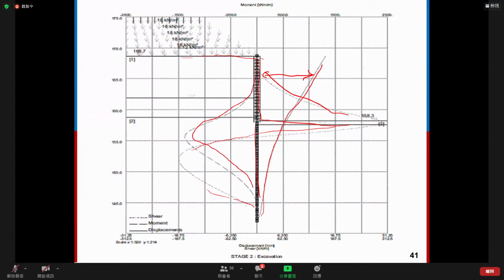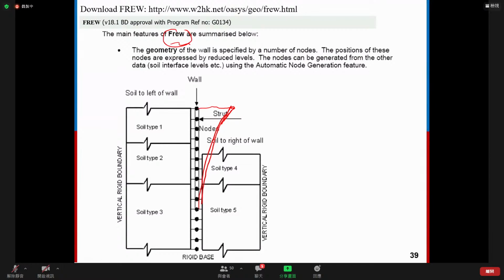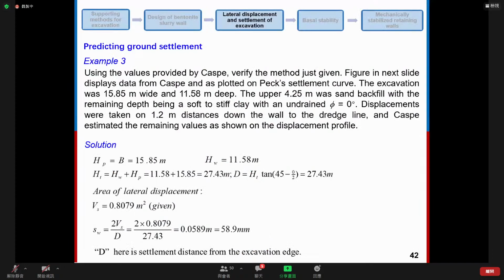So far, do you have any questions about how to calculate the lateral displacement and the settlement of excavation? If you have any question, you can also send me an email and I will explain it to you maybe in next week tutorial or latest lecture. Okay, let's continue.